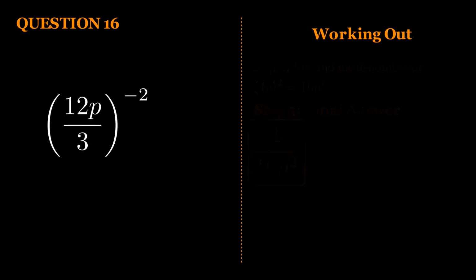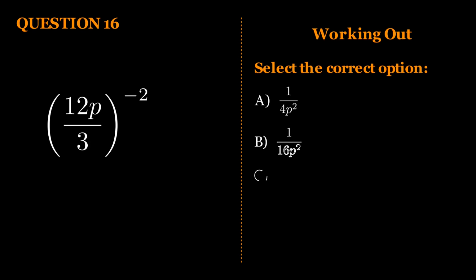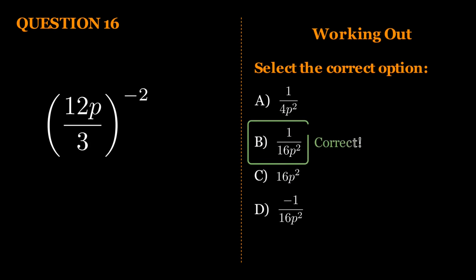Finally, let's look at the given options. Option A is 1 over 4p squared. Option B is 1 over 16p squared. Option C is 16p squared. And option D is negative 1 over 16p squared. Option B perfectly matches our final answer. So, option B is the correct answer.